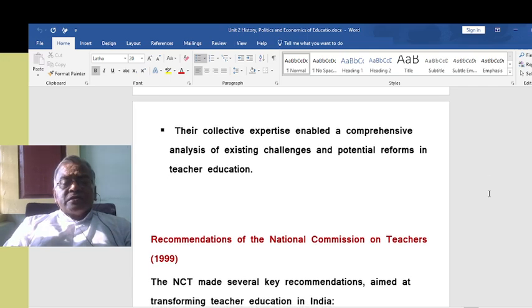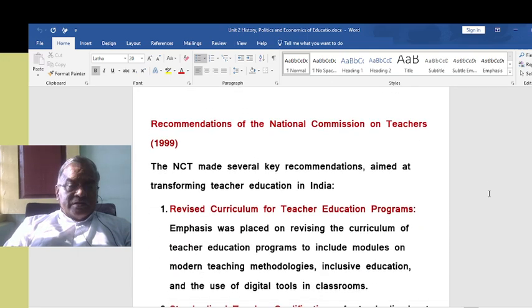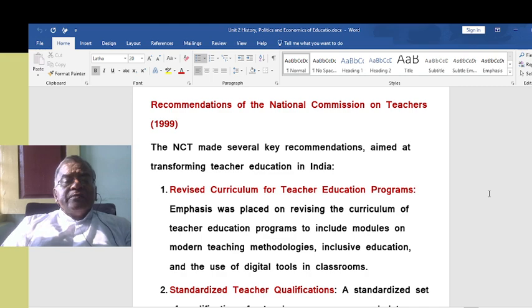What are the recommendations of the National Commission on Teachers, 1999? The NCT made several key recommendations aimed at transforming teacher education in India. First one, revised curriculum for teacher education programs.